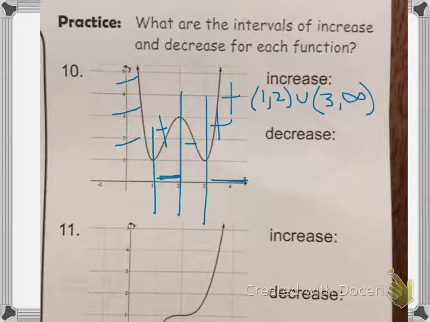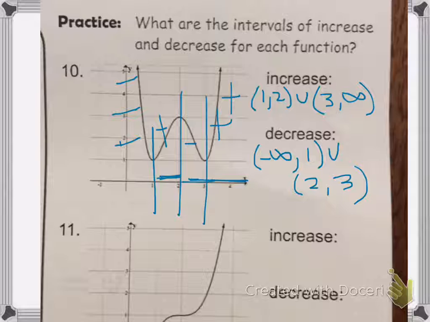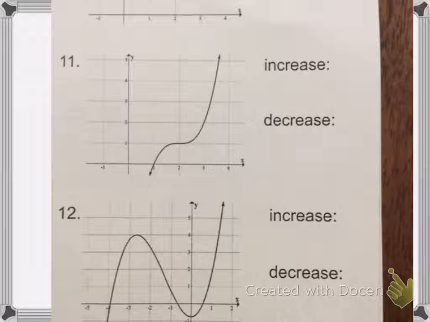My interval of decrease starts clear over at -infinity because that graph's going forever in the direction to the left. It stops at 1, and then it gets unioned with this tiny little piece right here between 2 and 3. So my interval of increase and my interval of decrease are where my slope is positive and negative.